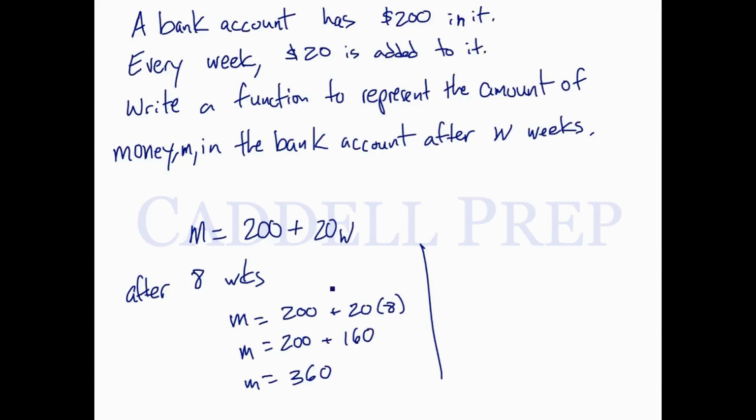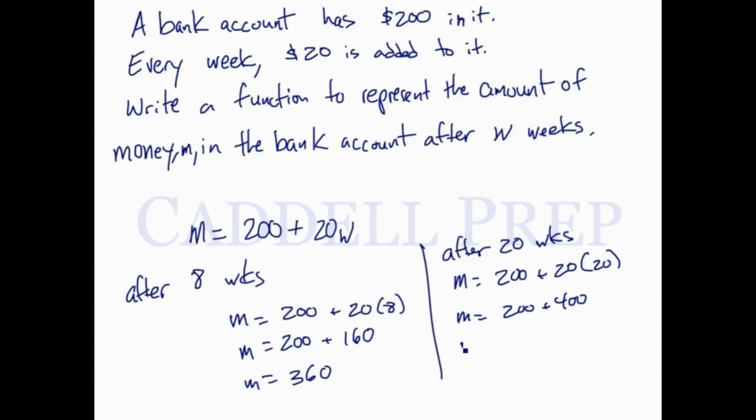And if we want to see how much money would be in there after 20 weeks, we would use 20 for W. So M equals 200 plus $20 per week times 20. So we get 200 plus 400. It would be $600. That's right.